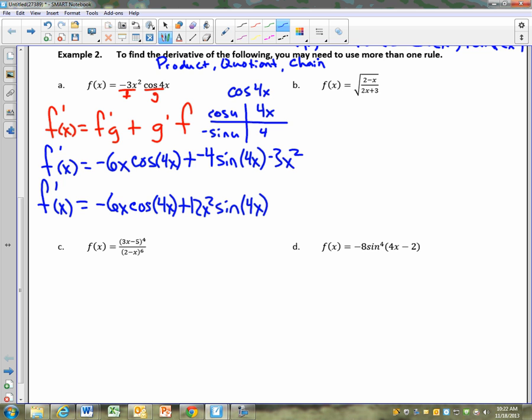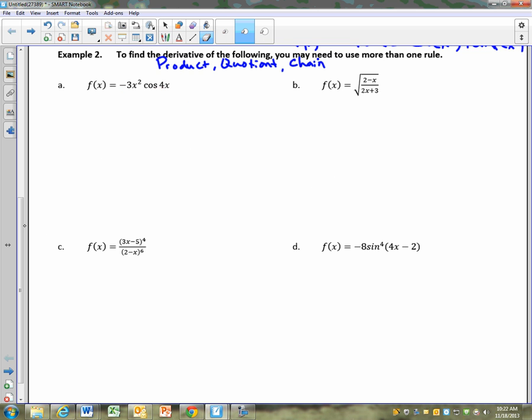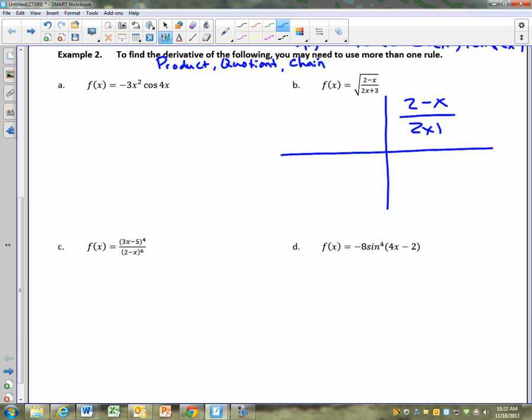So let's try setting up this one. I set up the product rule for you that time, but what I set up here, what is the outermost part? What's the outside structure of this problem going to be? Product, chain, or quotient? Chain. So we set up the chain. What is the inside? 2 minus x over 2x plus 3.